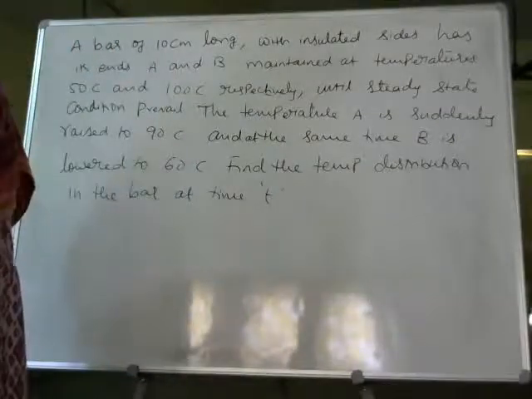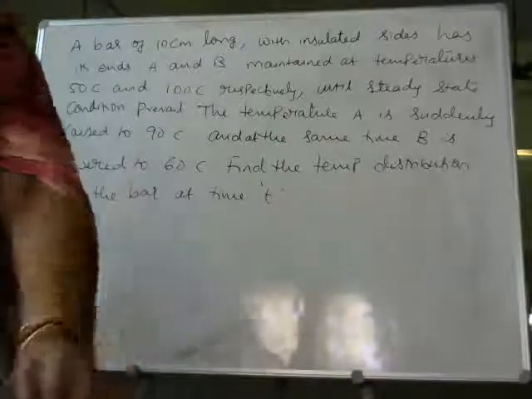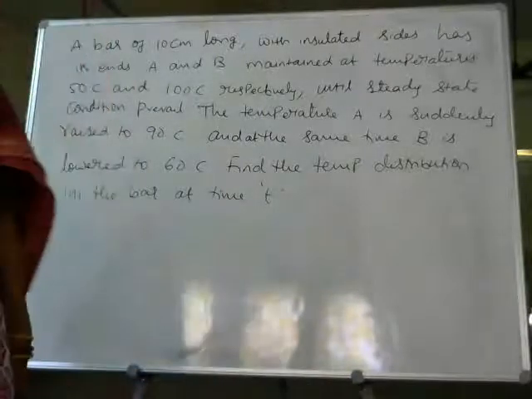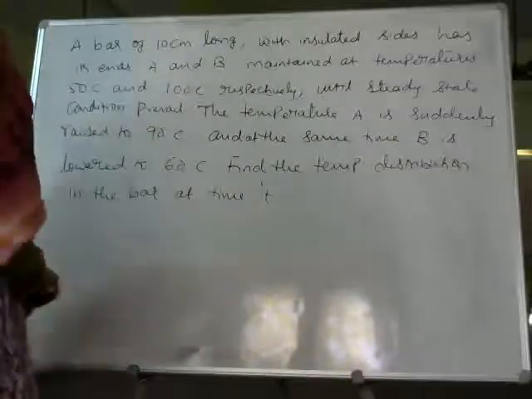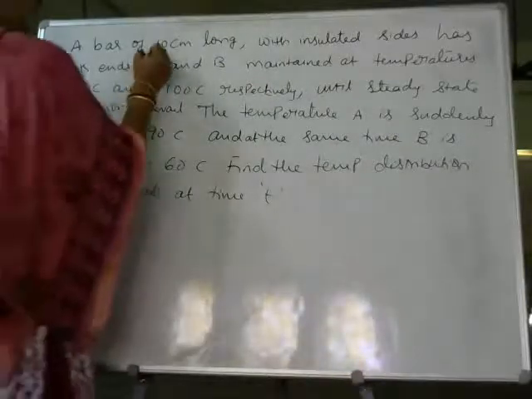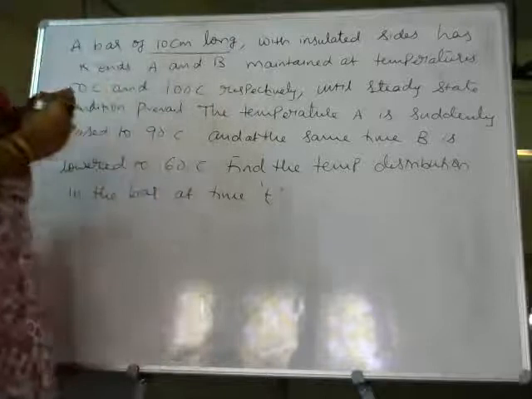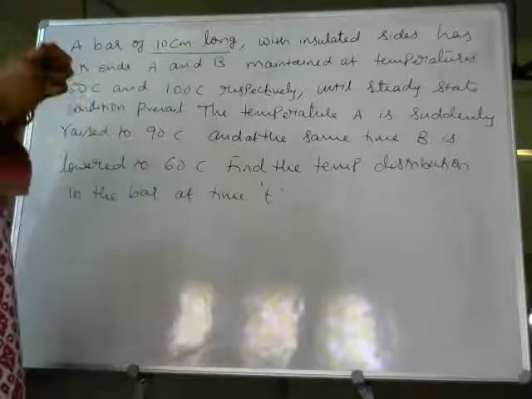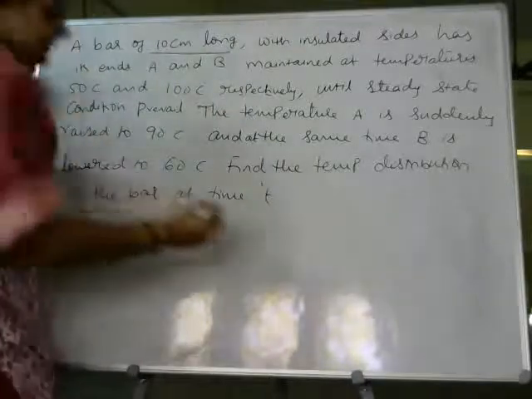Okay, so what is given now? We'll just understand what actually the condition given in the problem. A bar of 10 centimeter long. So the length of the rod is given. The length of the bar is given as 10 centimeter.